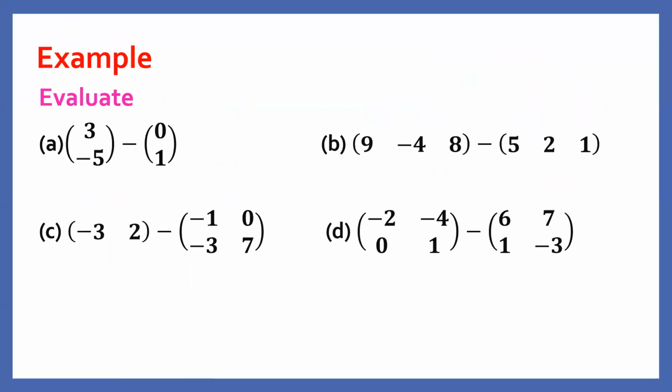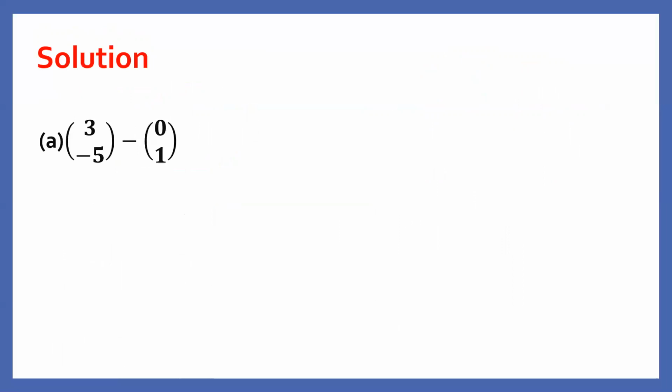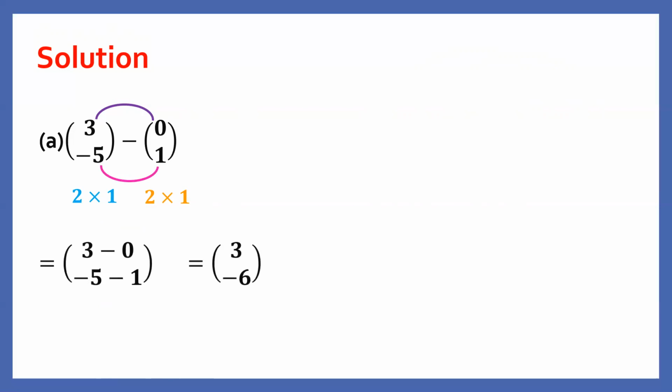Now we look at an example involving subtraction of matrices. So here also we have 4 parts. Part A, again, we need to check the order first. So we have it 2 by 1, 2 by 1. Both matrices are of the same order, so we can subtract. And we need to subtract corresponding entries. So 3 minus 0, -5 minus 1. And this will give us 3, -6.